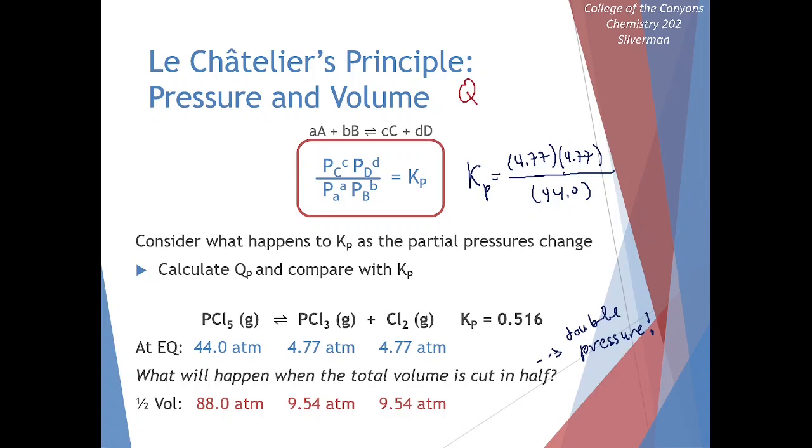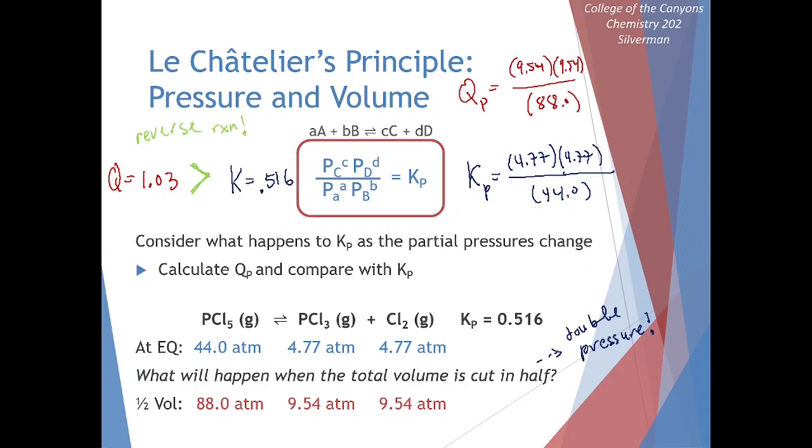Our value for Q in terms of pressure, well, it's the same expression, but now we're using these other values. So we can compare our Q value to our K value. Q ends up being much bigger than our K value. That means we're going to have to do our reverse reaction in order to reach our equilibrium, right? Our reaction will shift left. So mathematically, we can do this equation, right? If we're increasing the pressures, if we're decreasing the volume, in this case our reaction will shift left.